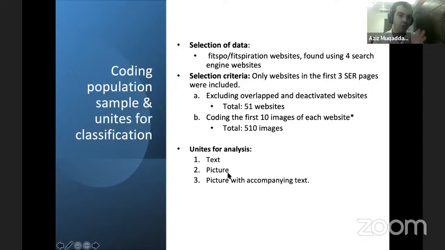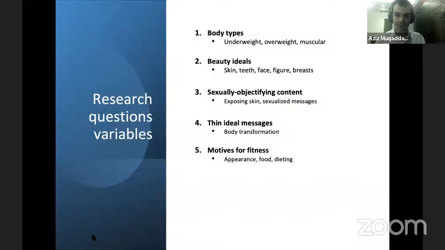They're telling you here what we are going to analyze. The units for our analysis are going to be text, picture, and picture with accompanying text. Okay, so that's the only thing they are looking at. Now here, these are the categories, or the variables, to be more specific. The categories would come in the next slide.